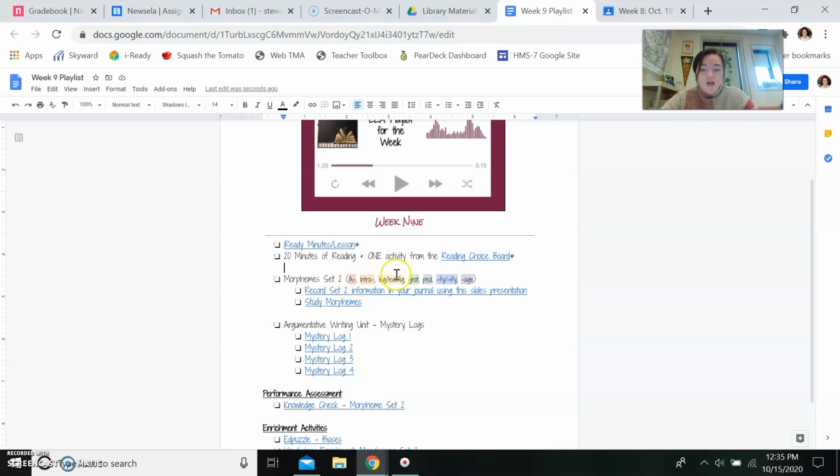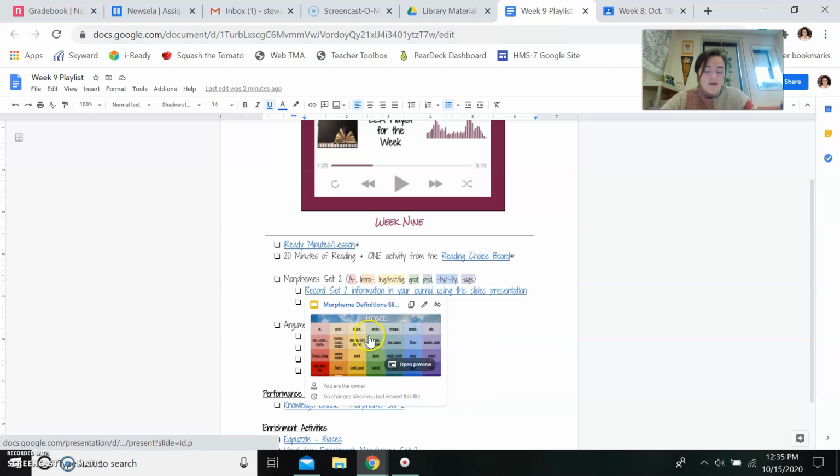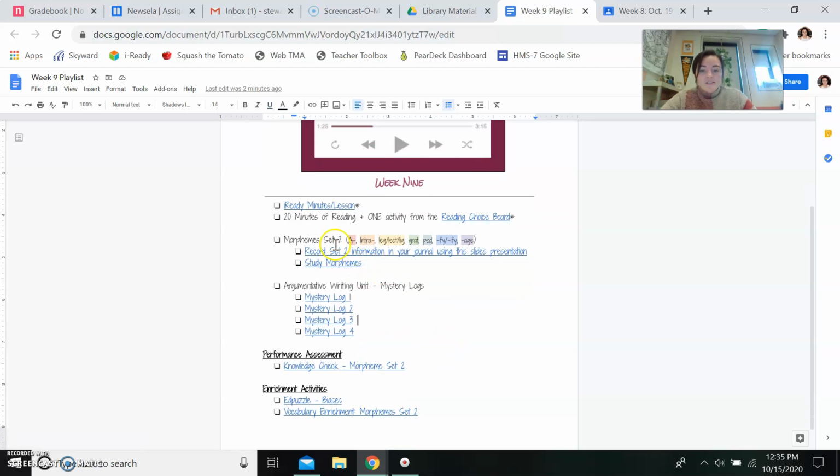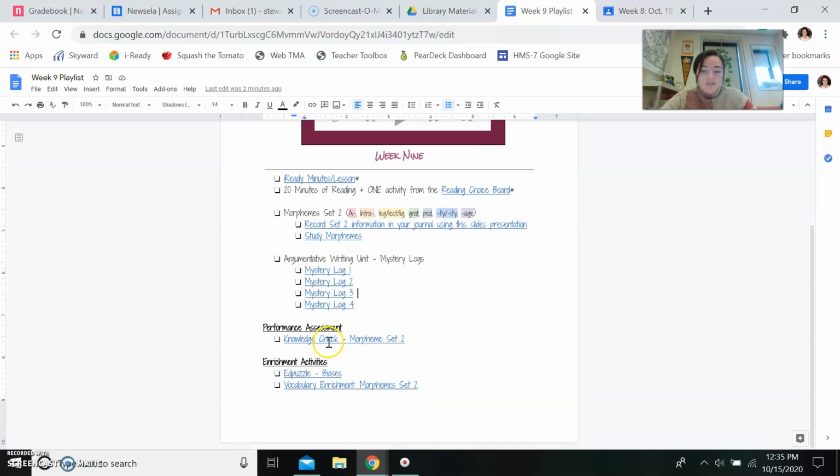You have a, intra, leg, lect, lig, grat, ped, iffy or ify, and age. So here is that morpheme slide where you guys can find the definitions for those morphemes, and then here is another quizzes to help you guys study. When you guys are done working on your vocab, you will go ahead and come take the knowledge check for morphemes set 2. Get a passing score on that in order to move on.